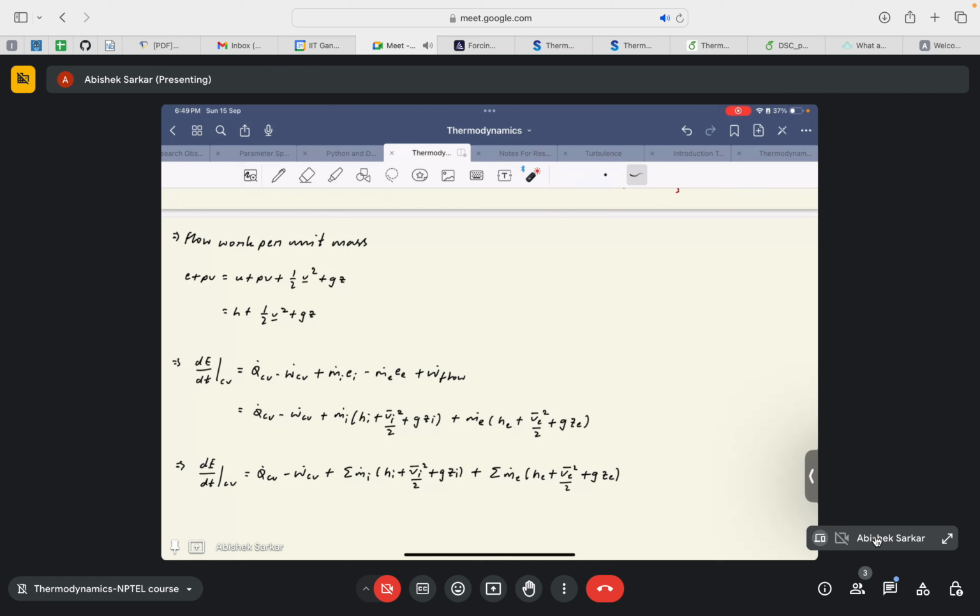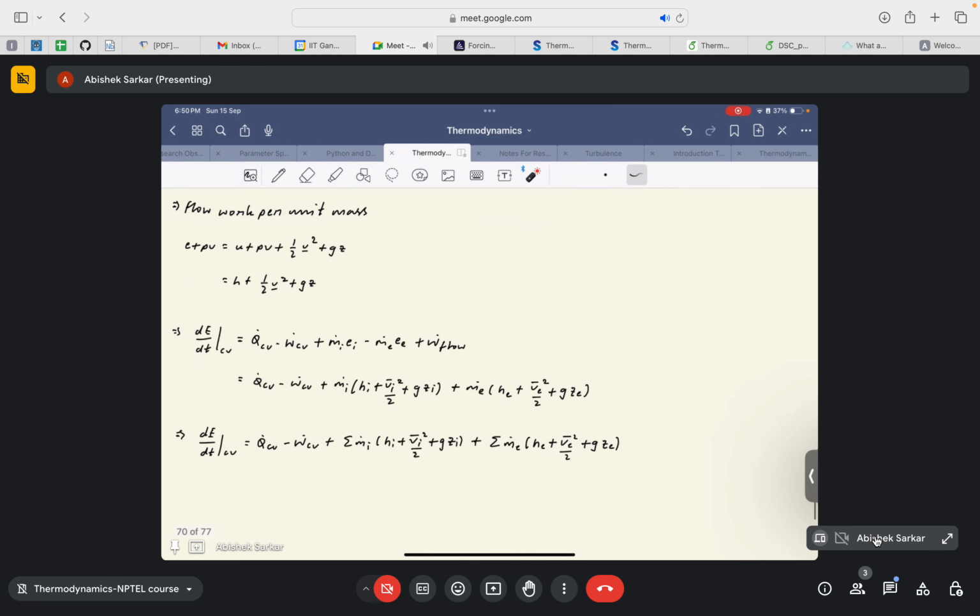So the flow work per unit mass can be given as e plus Pv, because now the flow work will come into the picture, and e is already the net energy transfer that occurs in the fluid, right? So we just need to add the flow work, so the net energy per unit mass would be e plus Pv, where P is the pressure and v is the specific volume. So it can be written as u plus Pv plus half V squared, where V is the velocity, plus gz, which is the potential energy. We can again write u plus Pv is equal to h, the enthalpy, which we already defined while discussing the first law. So we get that the net energy per unit mass is equal to h plus half V squared plus gz.